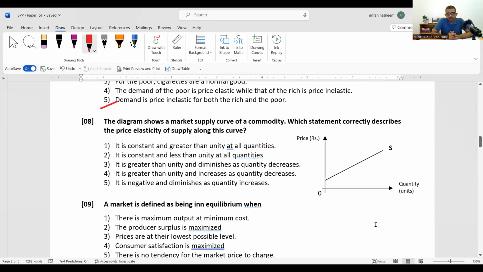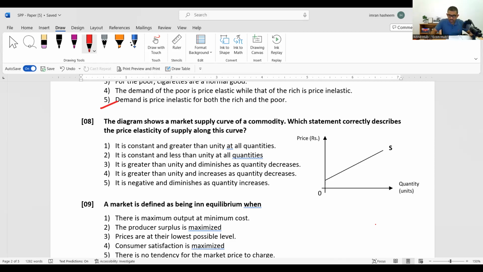Number 8. The diagram shows a market supply curve of a commodity. Which statement correctly describes the price elasticity of supply along this curve? So you can clearly see, first and foremost, all of you should be able to figure this out. This is an elastic supply curve. Did it click when you looked at this supply curve that it is an elastic supply curve? It has to. Okay, you need to work on that.